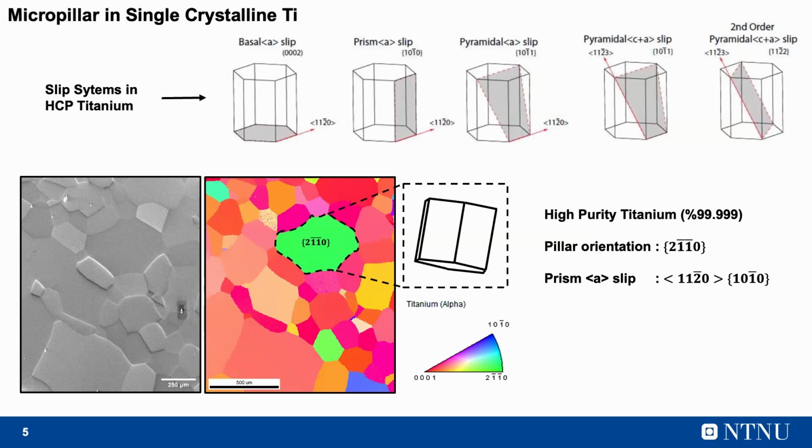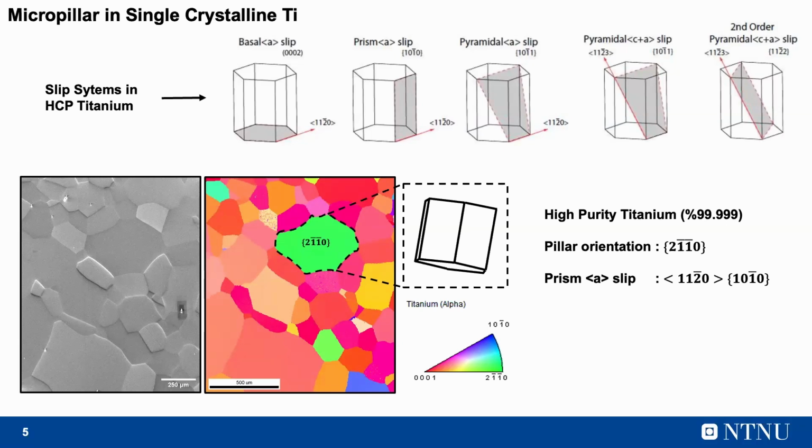Before that, let me introduce the slip systems in HCP titanium. In total, there are 4 independent slip systems in HCP titanium, including the basal, prism, pyramidal slip, and also first and second order pyramidal slips as well. To understand the effect, we chose the prism slip to be investigated because it is the most dominant slip mechanism in HCP titanium.